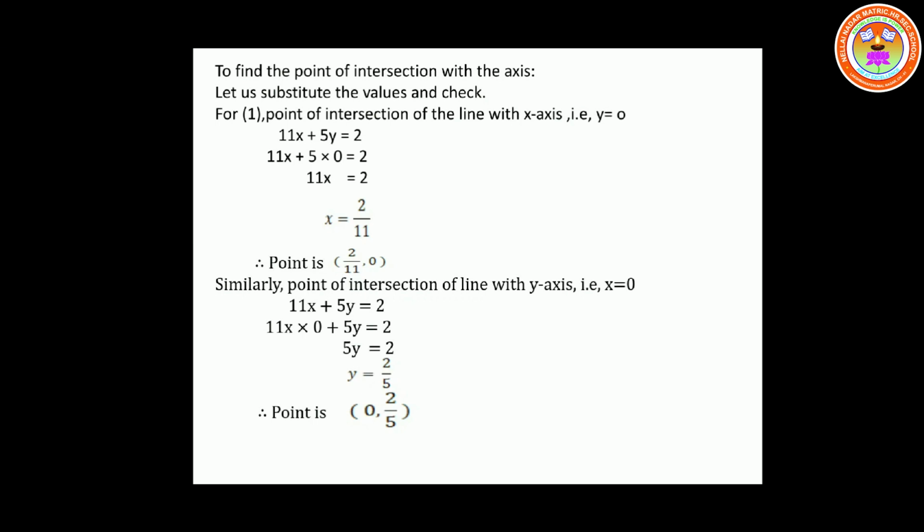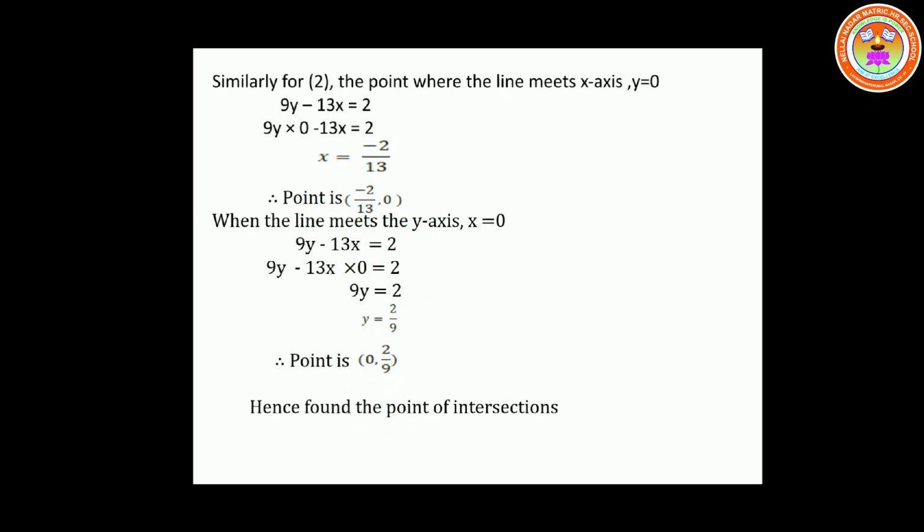So for the first equation, I have found the point of intersection with both axes, x-axis and y-axis. Now for the second equation, I have to do it for the x-axis and y-axis. So we are going to take the second equation, 9y minus 13x equal to 2. First, I am going to put y is equal to 0 and find the point. Second, I am going to take the y-axis, then I am going to put x is equal to 0, then find the point.